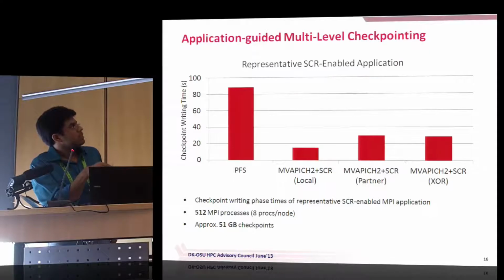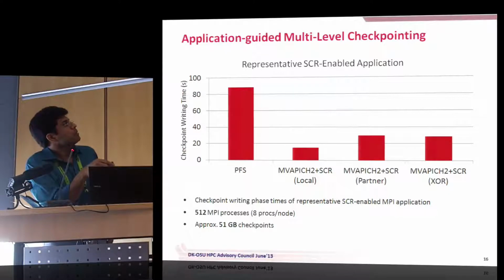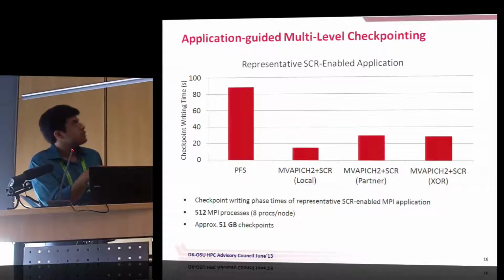an application guided case. This is the checkpointing time taken on a standard parallel file system, and this is the amount of time that MVAPICH2 with SCR takes for checkpointing the same amount of data. As we can see, MVAPICH2 with SCR significantly improved the performance when compared to the standard parallel file system. So this is the case of an application guided checkpoint.